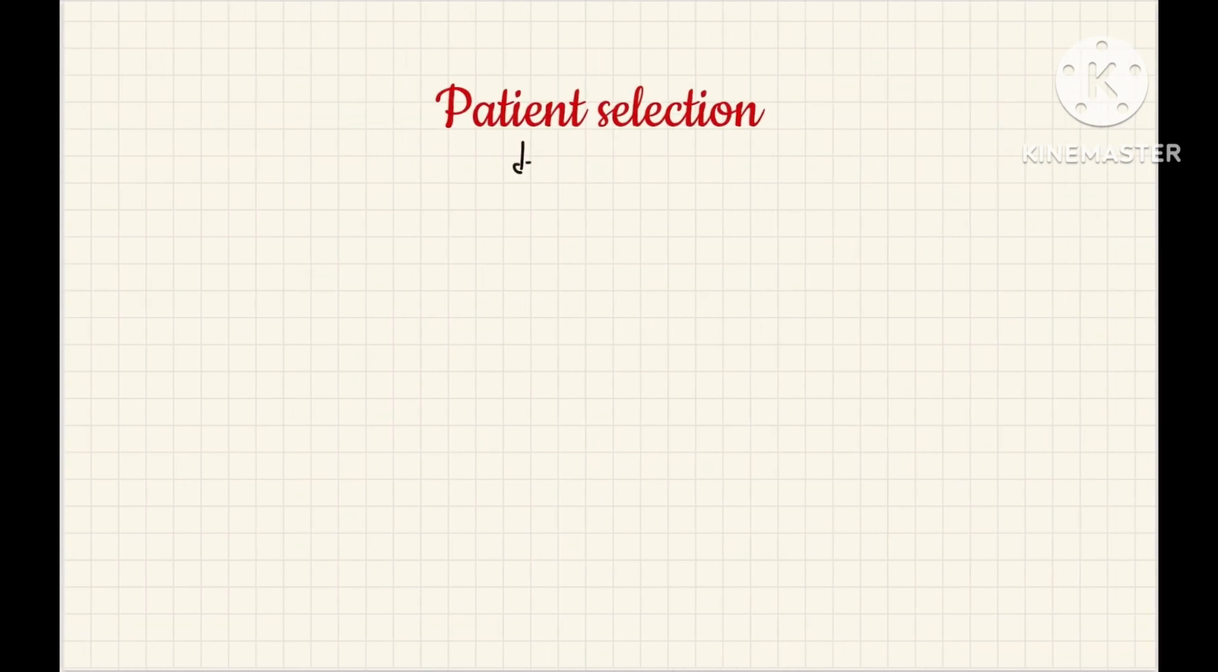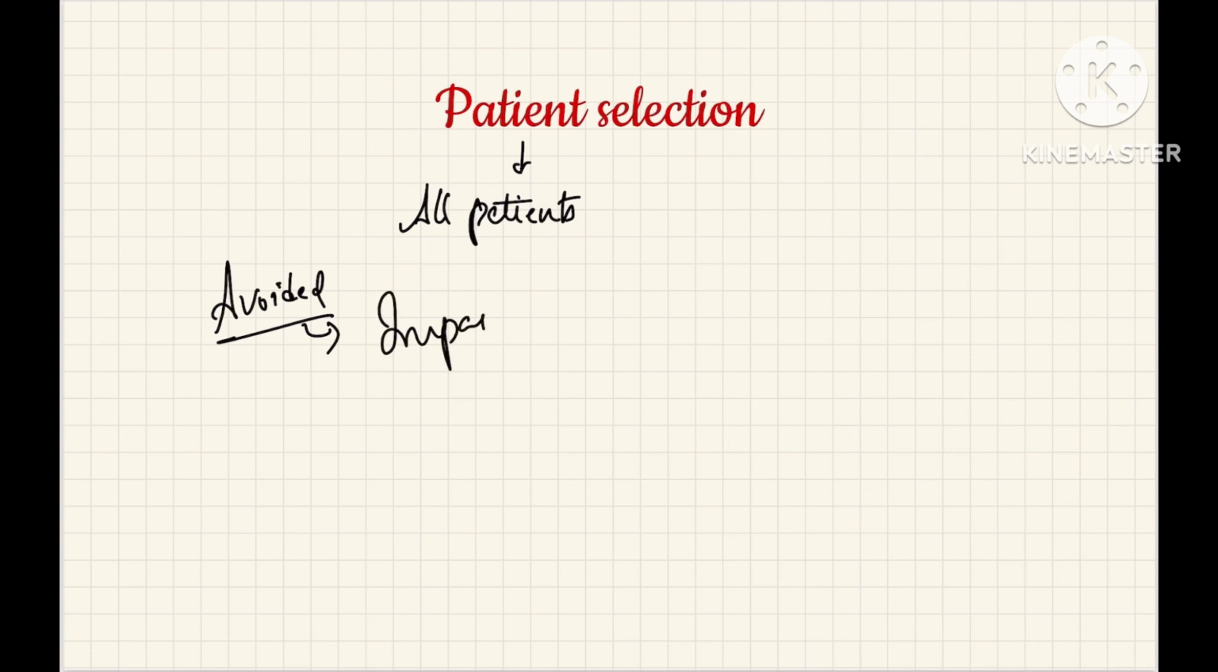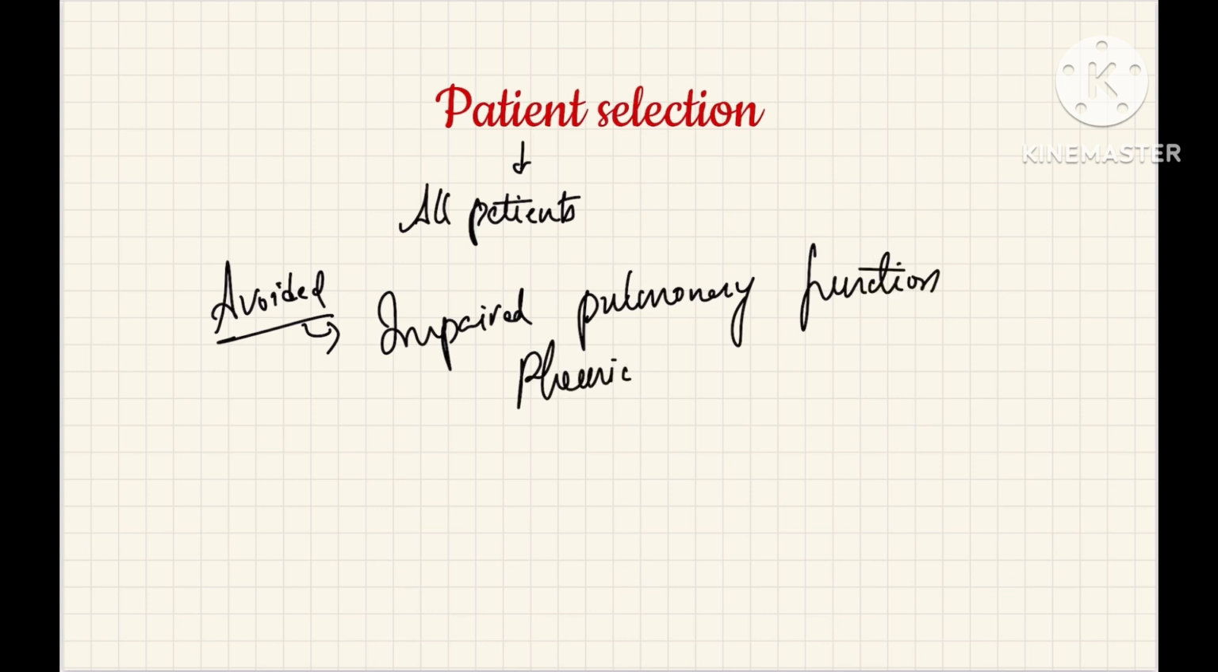How do we select the patient? Nearly all patients are applicable for this approach. Even obese patients can be given this interscalene block because the scalene muscles and the vertebral body anatomy will be identifiable even in obese patients. However, it should be avoided in patients with impaired pulmonary function because the phrenic nerve is blocked almost always in this approach.